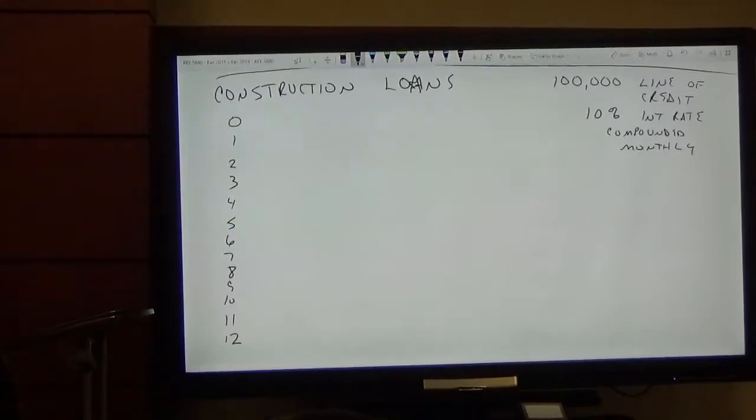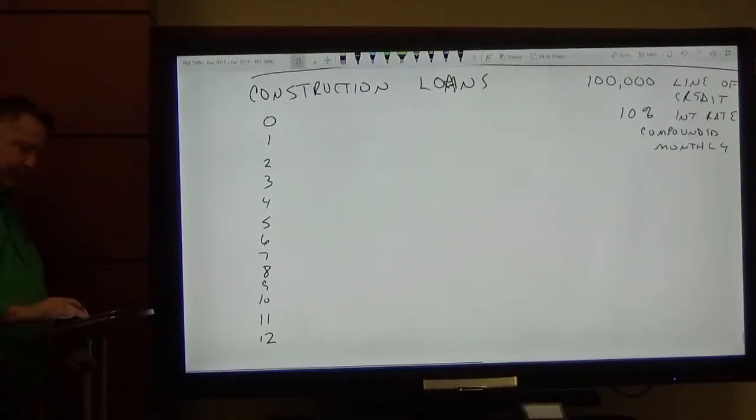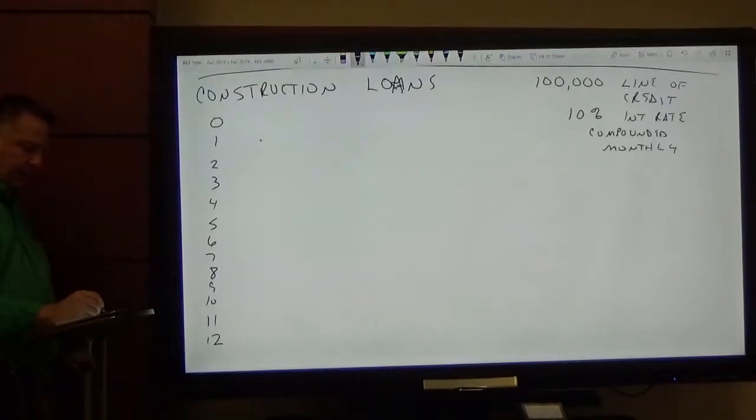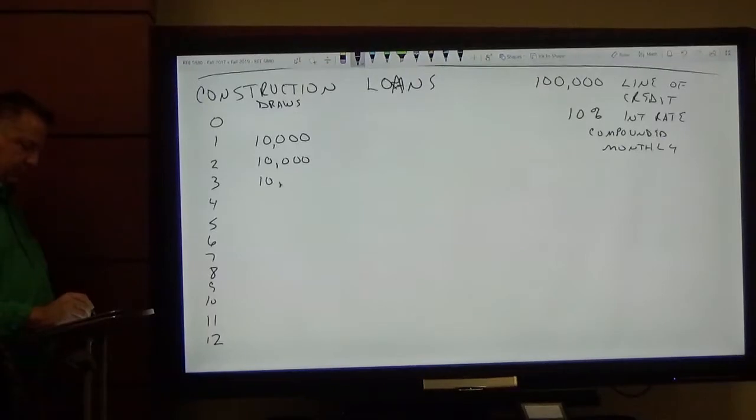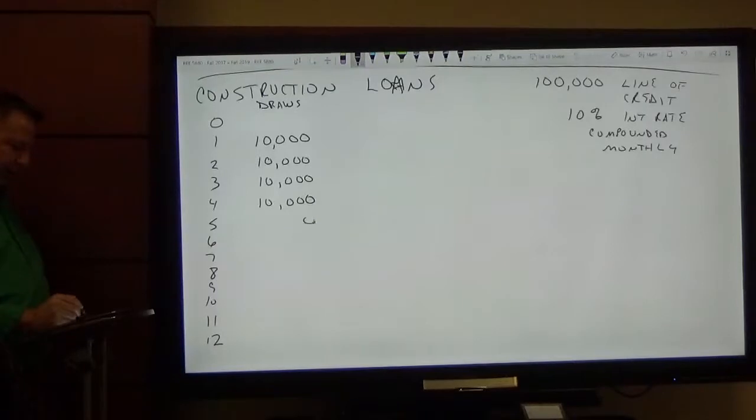All right. So in essence, let's say at the end of month 1, you're going to submit expenses of $10,000. Okay, so these are going to be your draws. You're going to draw down $10,000 there, and let's say that you do that for the next few months. And maybe you don't draw anything during the 5th month, the 6th month, the 7th month, and then we get down here.